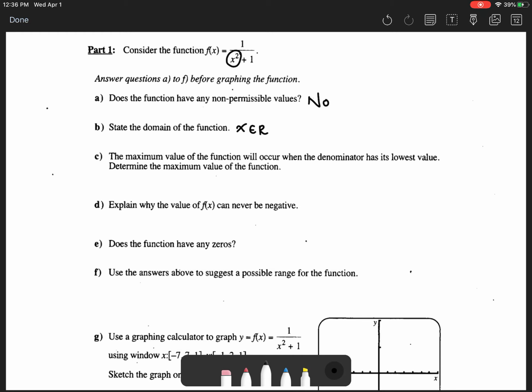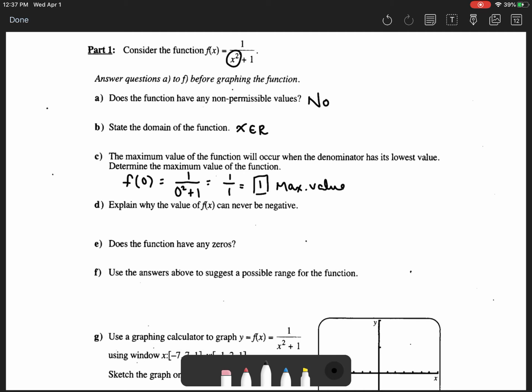Part C says the max value of the function will occur when the denominator has its lowest value. Determine the max value of the function. Well, that will occur when I substitute 0 into the function. So I have 1 over 0 squared, substituted in for x, and then I add 1. We know 0 squared is 0, plus 1, so I get 1 over 1, which has a value of 1. So that is our max value that they were asking for at the beginning of the question. Now, explain why the value of f of x can never be negative.